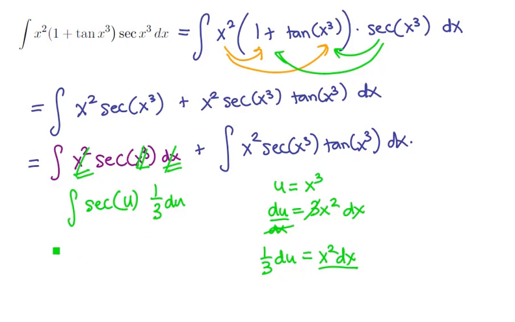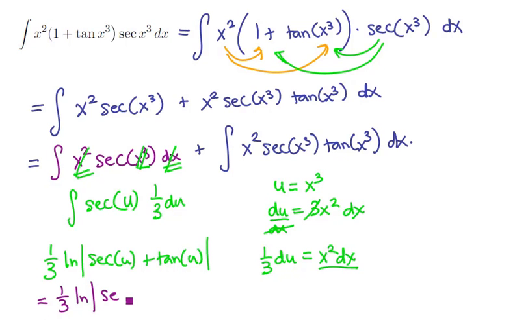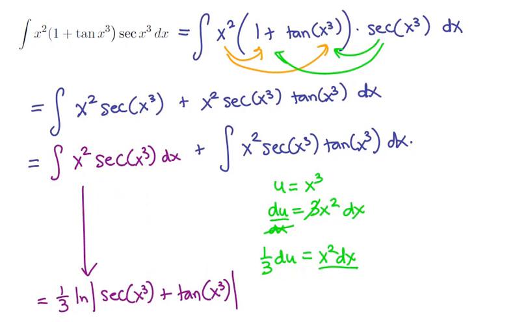The 1/3 is a constant, comes along for the ride. The integral of secant is the natural logarithm of the secant plus the tangent functions. And so this becomes our antiderivative in u, and if we back substitute, we have 1/3 the natural logarithm of the absolute value of the secant of x cubed plus the tangent of x cubed. So there's the antiderivative on the left.